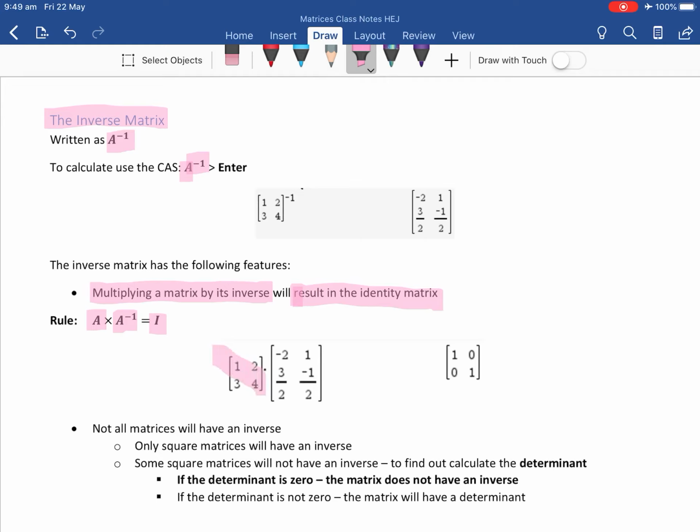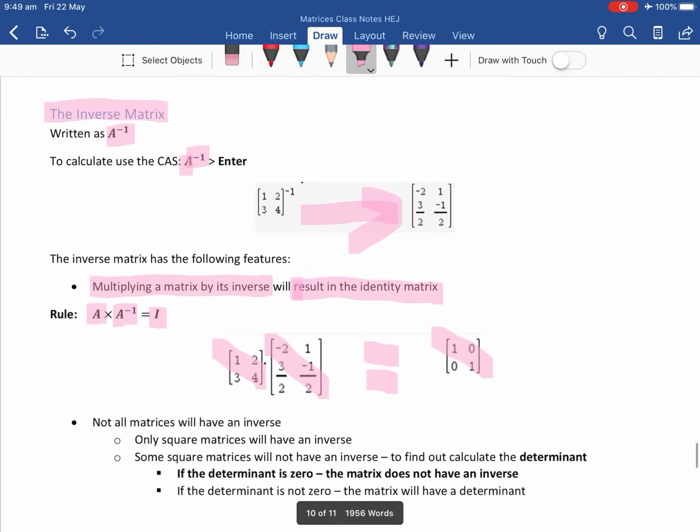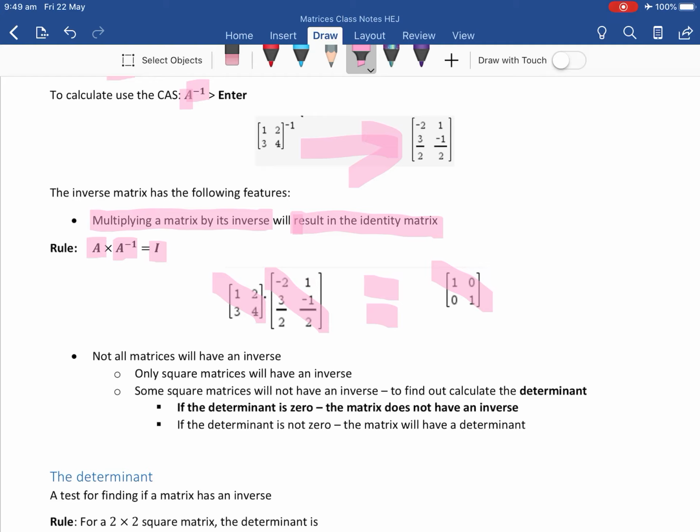So that's what's showing here. You've got your matrix A, you're multiplying it by its inverse, which we found over here, and it equals the identity matrix. Not all matrices will have an inverse, not all matrices you can raise to the power of -1. So there are some rules. Only square matrices will have an inverse. Some square matrices will not have an inverse.